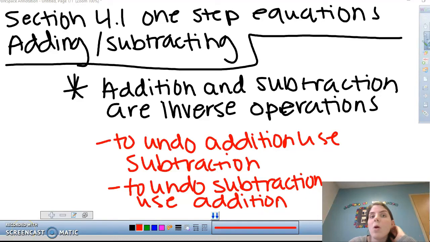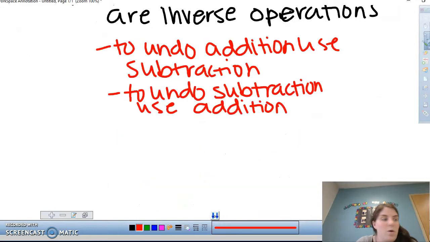Okay, so we're going to continue talking about one-step equations, talking about adding and subtracting, just like we did yesterday. Addition and subtraction are inverse operations, and by that, what it means is to undo. To undo addition, use subtraction, and to undo subtraction, we use addition. The main point I want to get here is to always get your variable by itself. You want your variable to be totally alone so you can find out what it is. So we'll go through 3 examples.